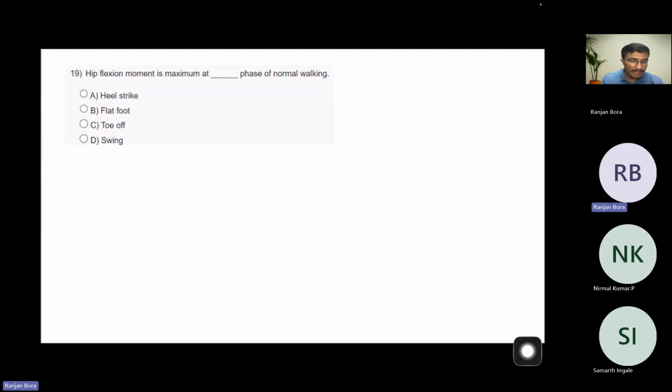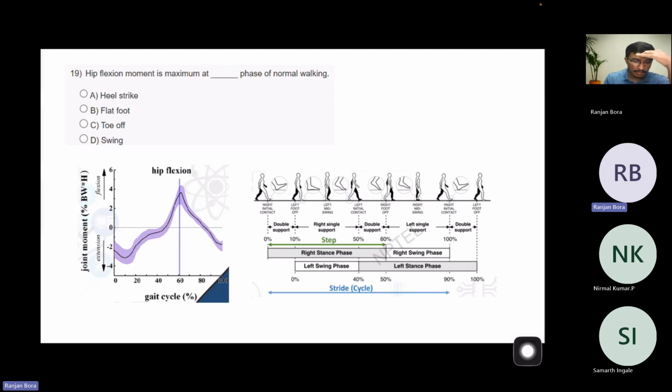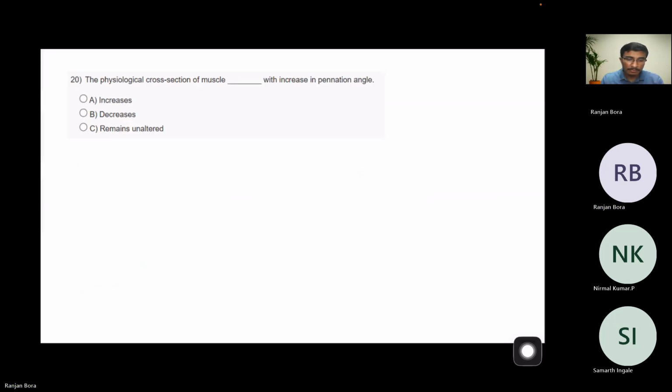Okay, next question. Hip flexion moment is maximum at which phase of normal walking? Yes, C is correct. So here you can see hip flexion moment is maximum during the 60 percent of the gait cycle, and at 60 percent of the gait cycle, it is this toe off. So option C is correct.